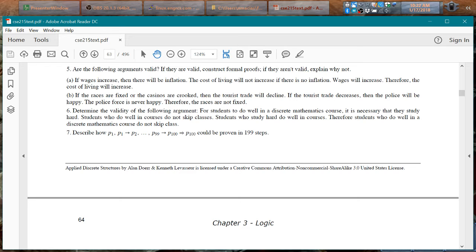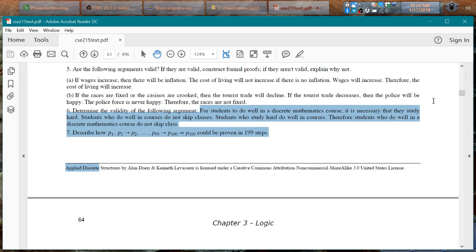Let W be the proposition students do well in discrete math, and let S be the proposition that they study hard. So W is they do well, S is they study hard. Okay, let's just look at this statement here: for students to do well, it's necessary that they study hard.